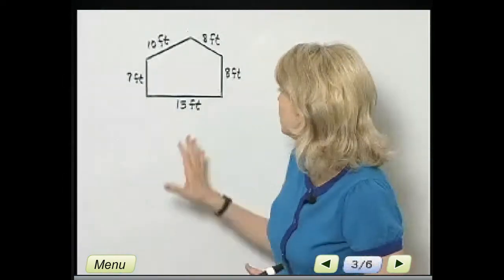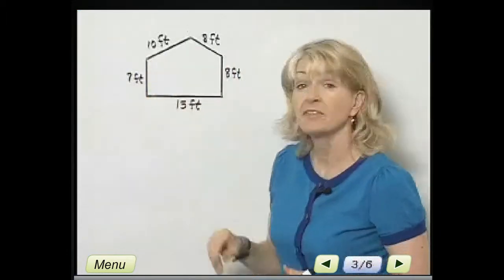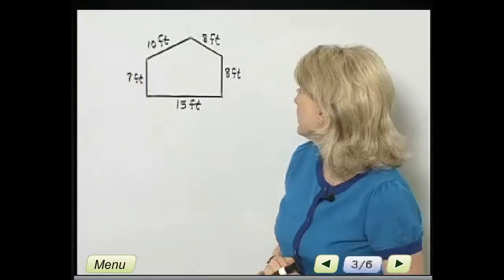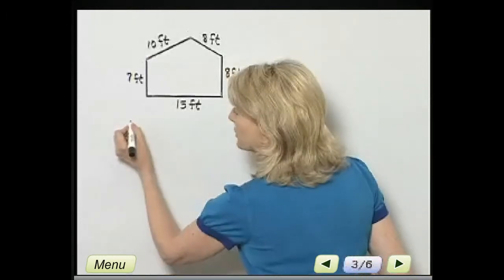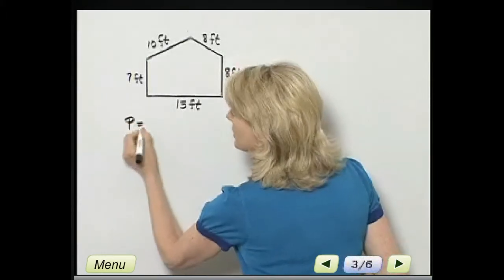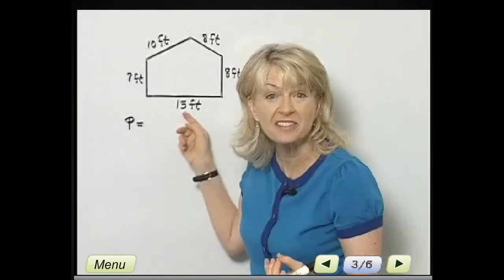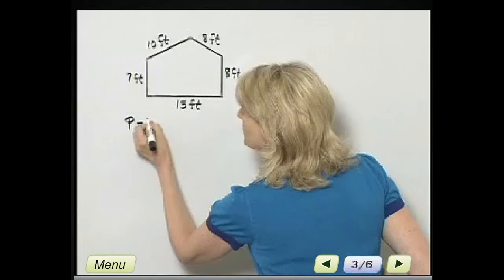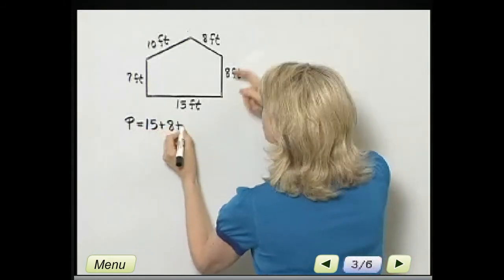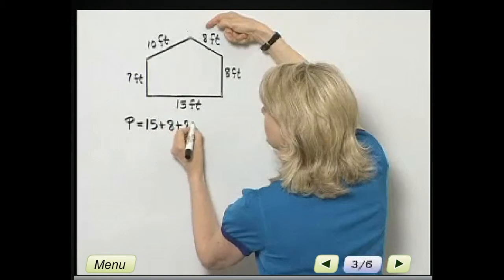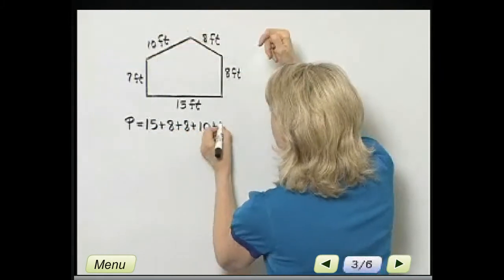So here we are given a special polygon. I'd like to find the perimeter of this figure, this special polygon, and so we'll just find the sum of the lengths of its sides. So perimeter, I'll use P, equals, now it's 15 feet, but I'm just not going to attach the units until the end, so it's 15 plus, just don't leave a length out, plus 8 plus 8 plus 10 plus 7 feet.